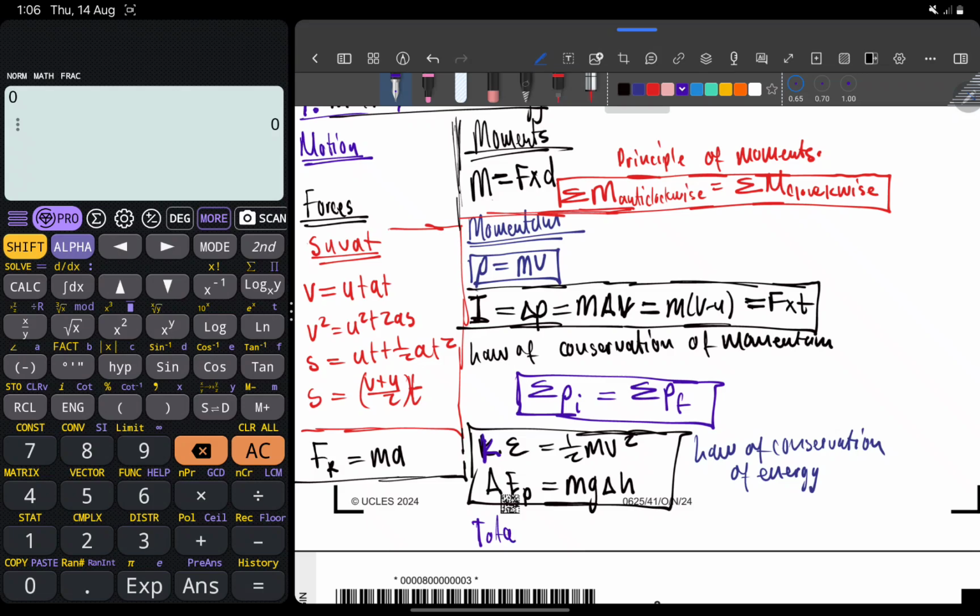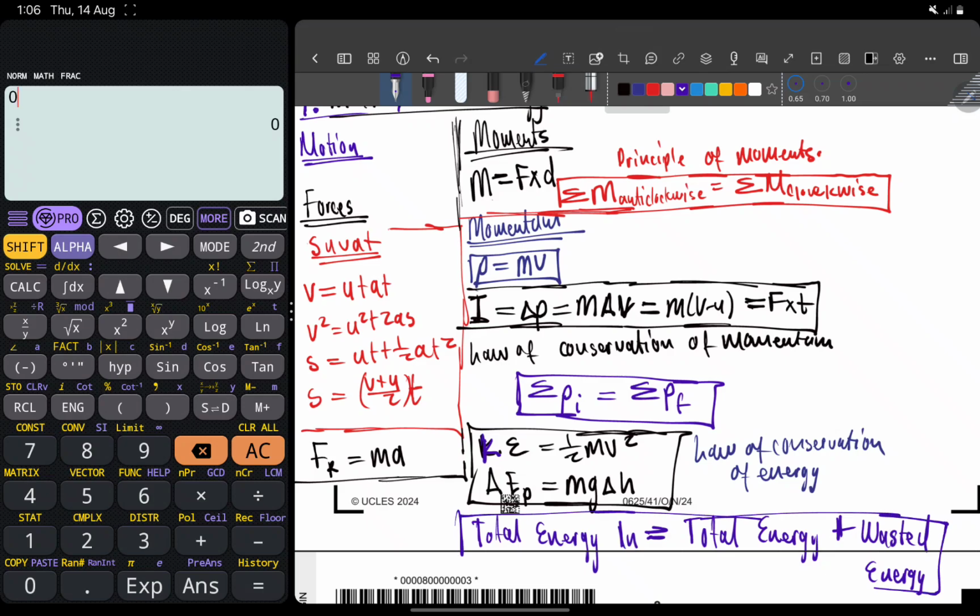So you'll be saying that the total energy into something will be equal to what? The total energy that was in something is equal to the total energy that is brought out by that machine plus the wasted energy. This is an important thing to remember. You should remember this on the law of conservation of energy. Sometimes there is waste, and we're just going to have that.